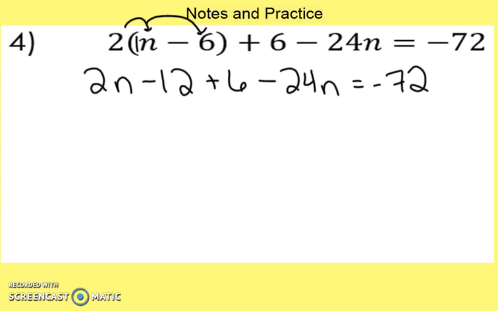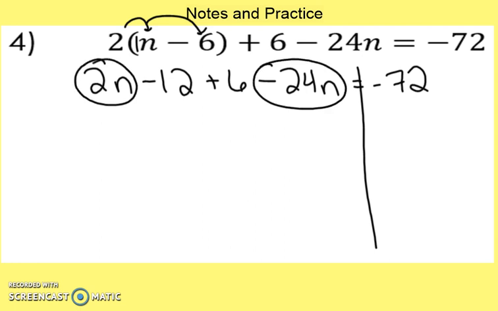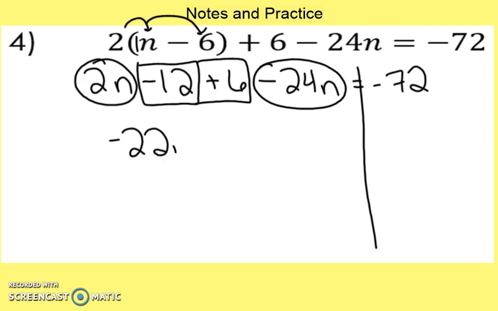Now if I combine like terms, I'm going to draw my line to remind myself I only do it on the same sides. I can combine 2n with negative 24n. I can also combine negative 12 with negative 6. So we want to make sure we're combining all of our like terms. Well, 2n minus 24n is negative 22n. Negative 12 plus 6 is negative 6. And my negative 72 is going to stay on the other side.